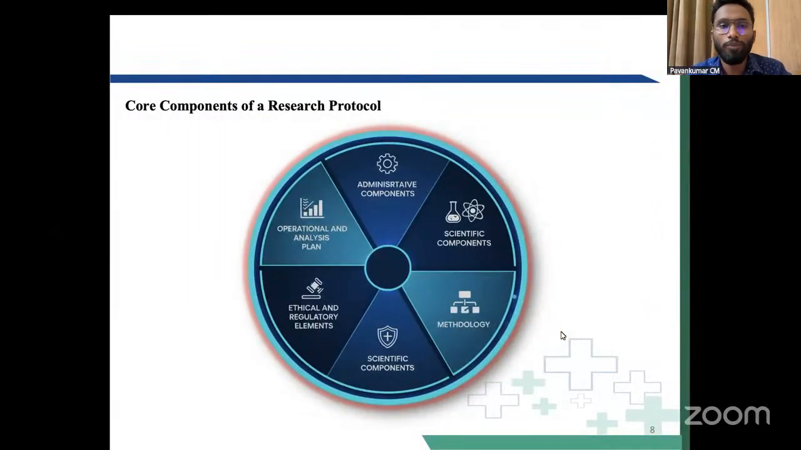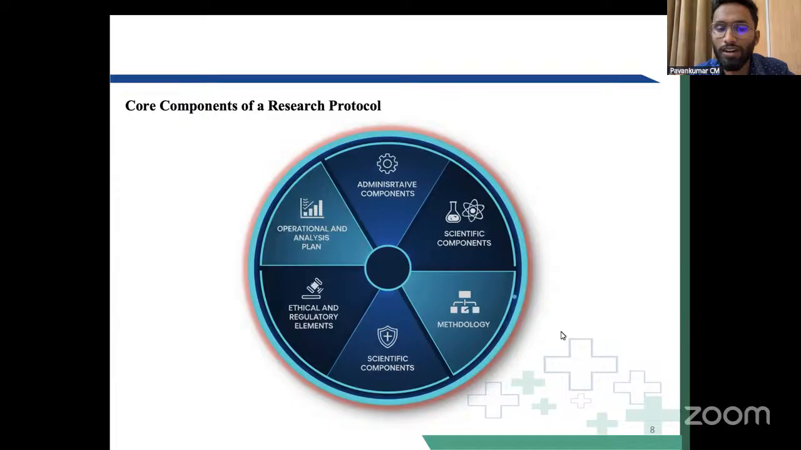So, core components of a research protocol. Let's discuss. The core components are administrative components, scientific components, the methodology, ethical and regulatory elements, and the operational and analysis plan. If you go in depth, administrative components define who is responsible for the study and where it will be conducted.